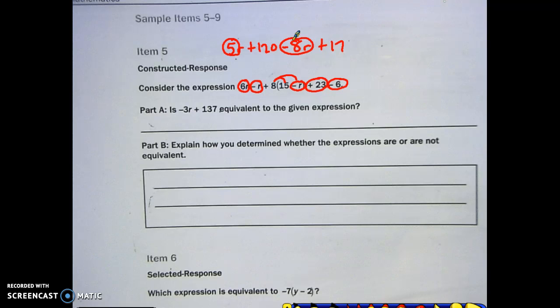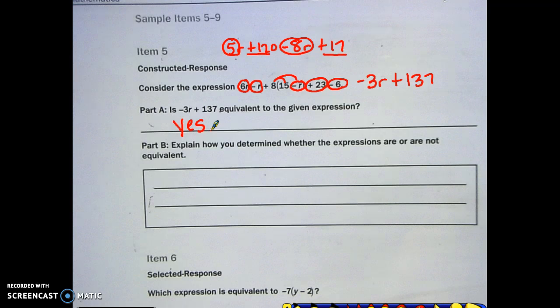8 minus 5 is 3. 8 is negative, so that's negative 3r. Positive 120 plus positive 17 is positive 137. So, yes, these two expressions are equivalent. So that's all you need to do for Part A is just write that, yes, they are equivalent.